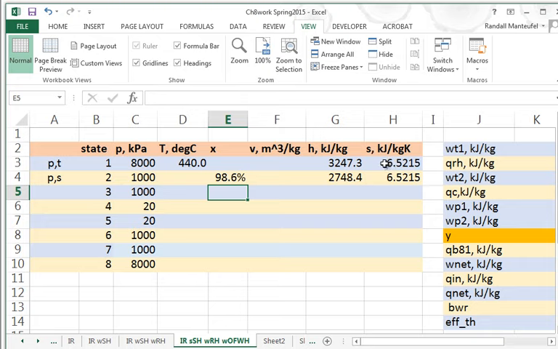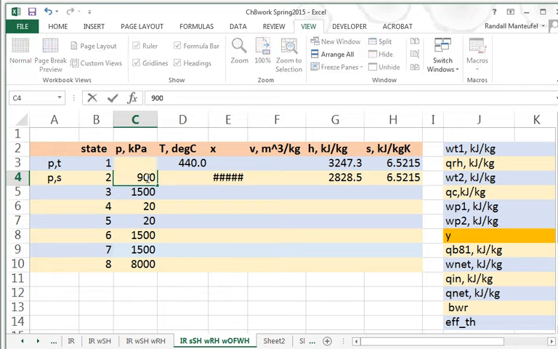Now, if I change this to 1500, guess what? That's what the software does. I don't like that number. So if I change it to, I don't know, 900 kilopascal, it's going to be a different quality, different enthalpy as well. But we're leaving it at 1,000. Okay. All right. Now, what about state 3?